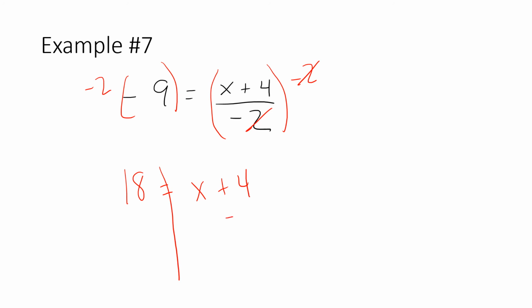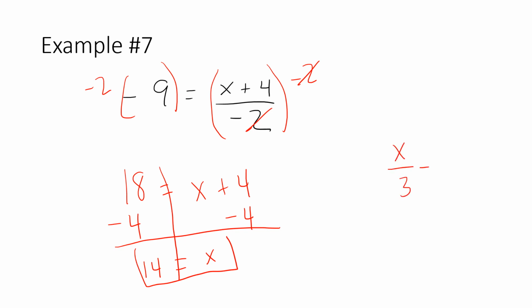How do I get rid of a positive 4? I subtract. Final answer, x equals 14. Don't get this confused with something that looks like this. This is not the fraction all on the left side. We would not use it for this. Only if the fraction takes over the whole left or right side do we need to use this method.